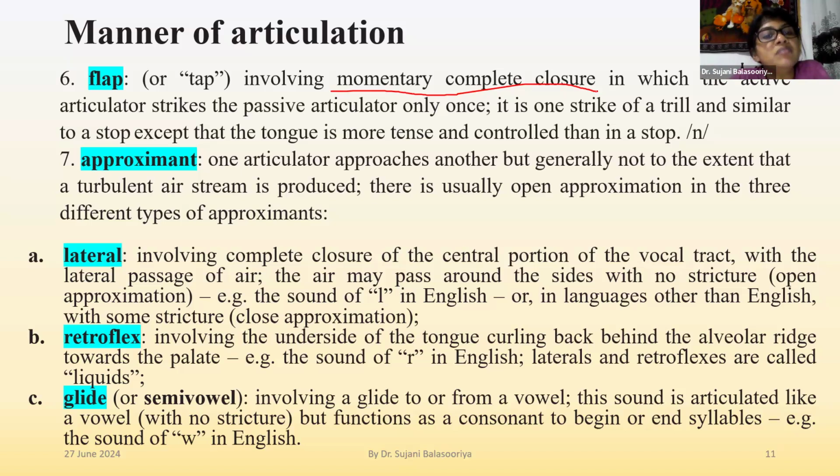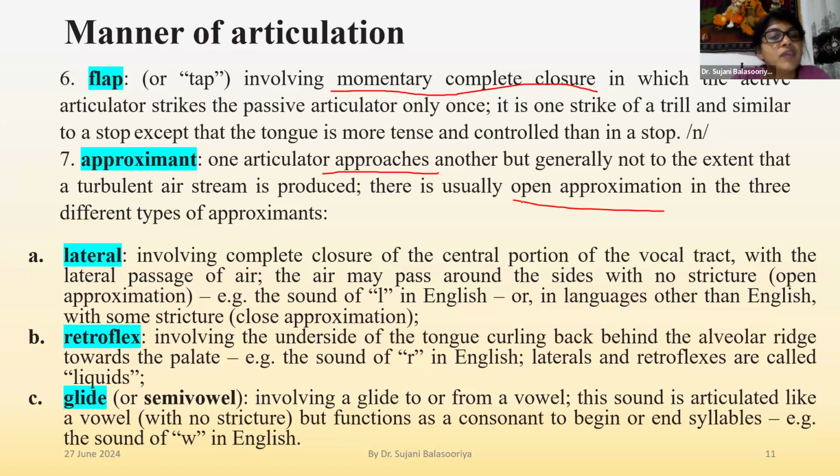Right, and then we have approximant, one major category under the manner of articulation of consonants. Here, one articulator approaches another articulator, but generally not to the extent that a turbulent airstream is produced. Okay, the turbulent airstream is not produced there, but one articulator is approaching the other one, going closer to the other one. And usually open approximation is there, which means the airstream is not blocked fully.